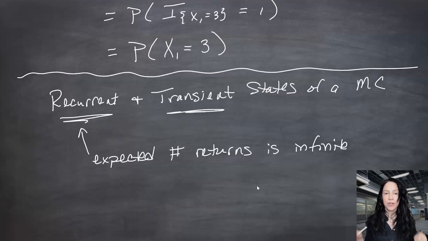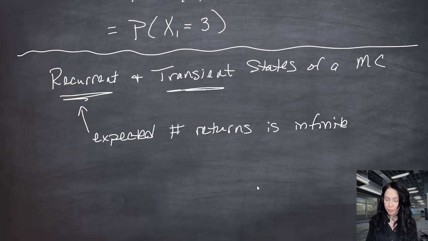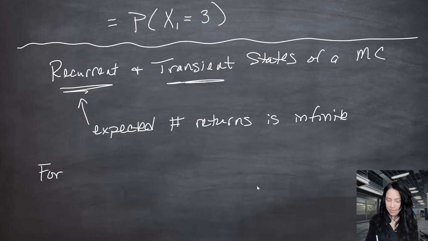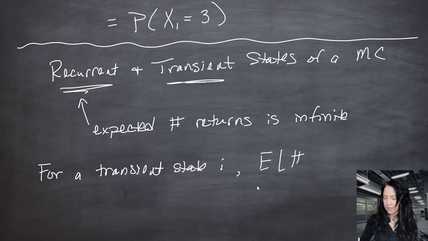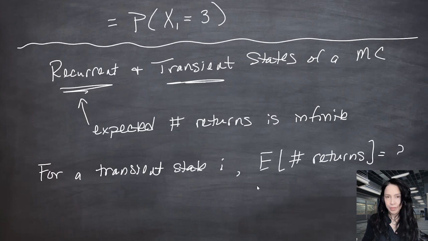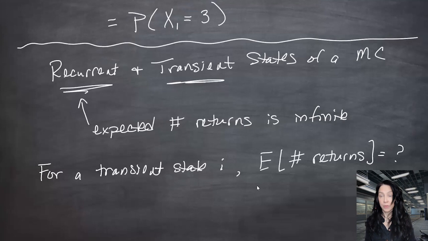But we're on to transient states. What is the expected number of returns there? That number of returns is a random variable. So here's what we're trying to find for a transient state I. What is the expected number of returns? Which implicitly, again, means that we're starting at I to count the returns. And then since we are counting the returns, we're not going to count that initial hit on state I.